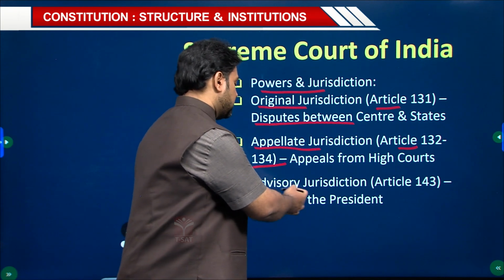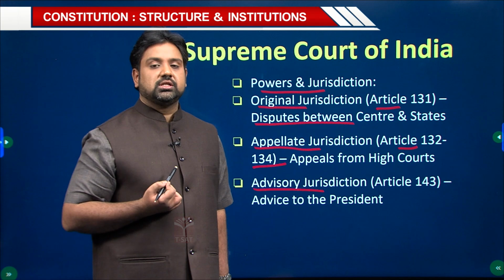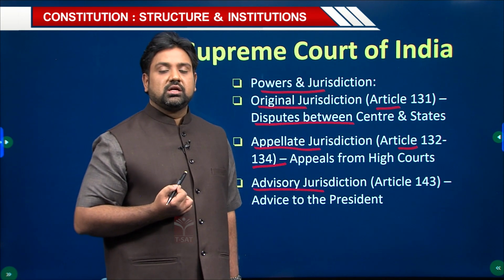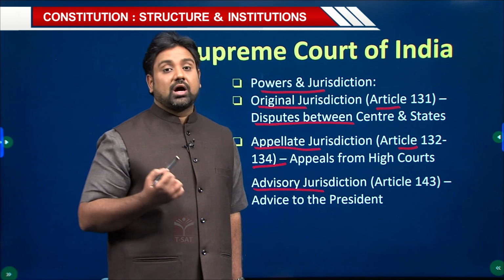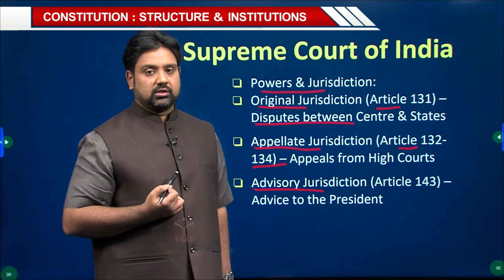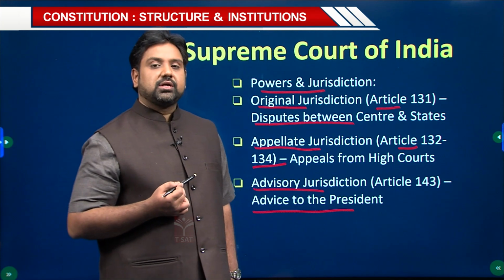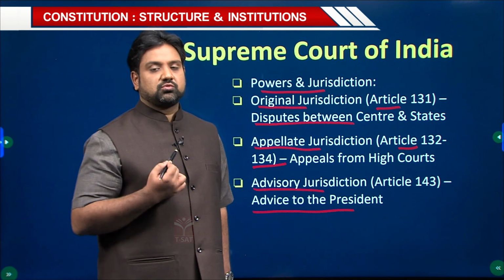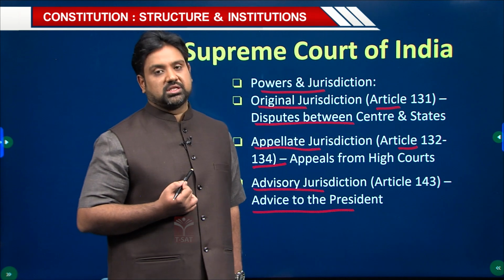Then we have advisory jurisdiction. Since it is the topmost notch in the Indian judiciary, under Article 143, it has advisory jurisdiction, that is, to give advice to the President of India when he asks for it. That happens only when the President asks for that particular advice. Voluntarily, the Supreme Court cannot advise the President of India.